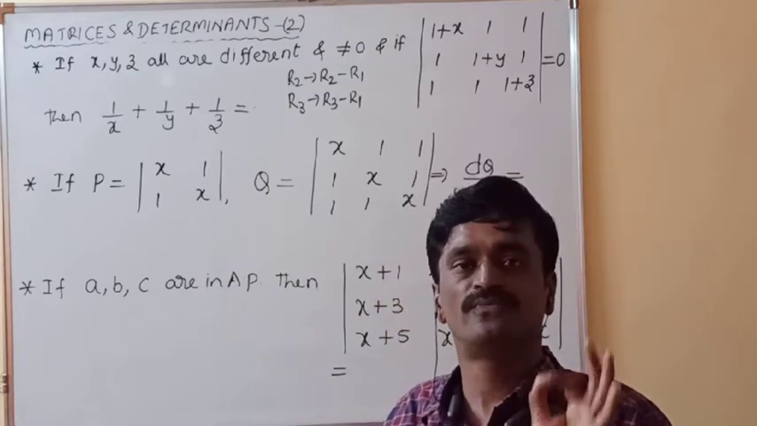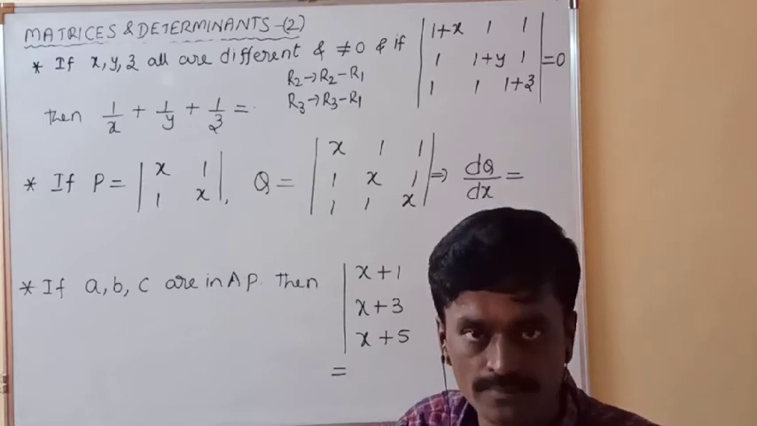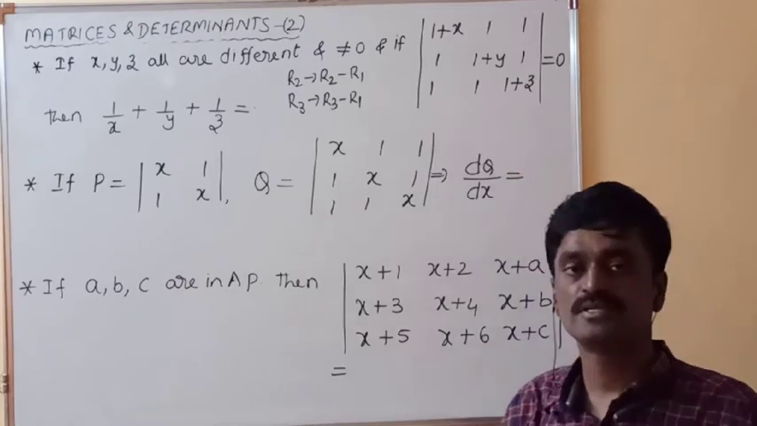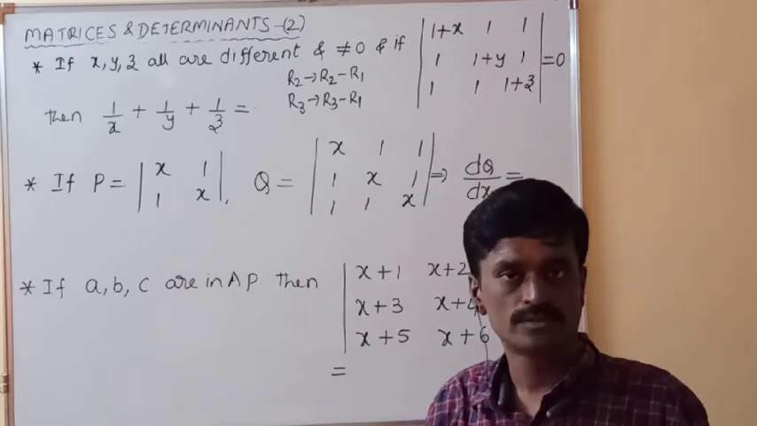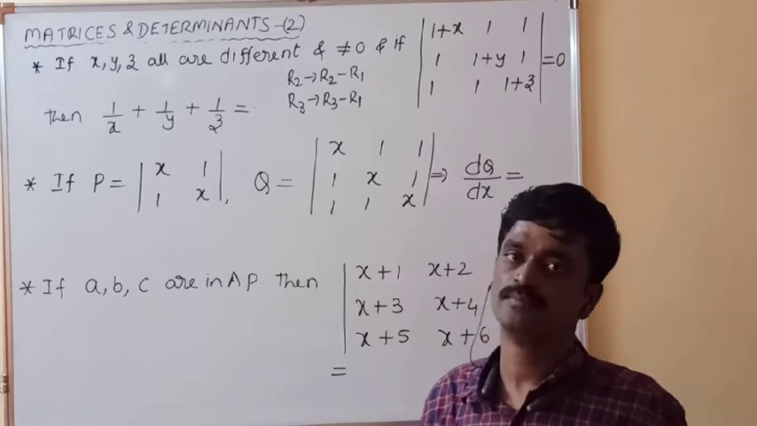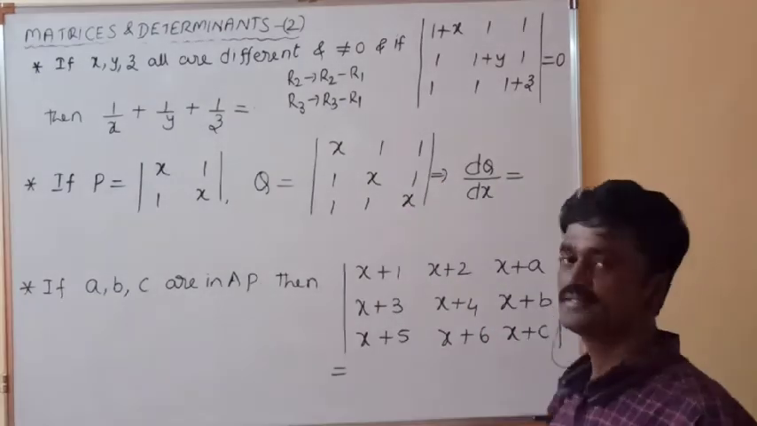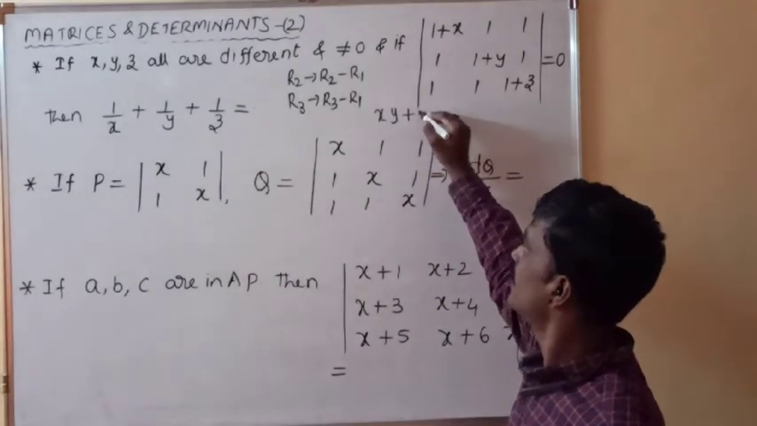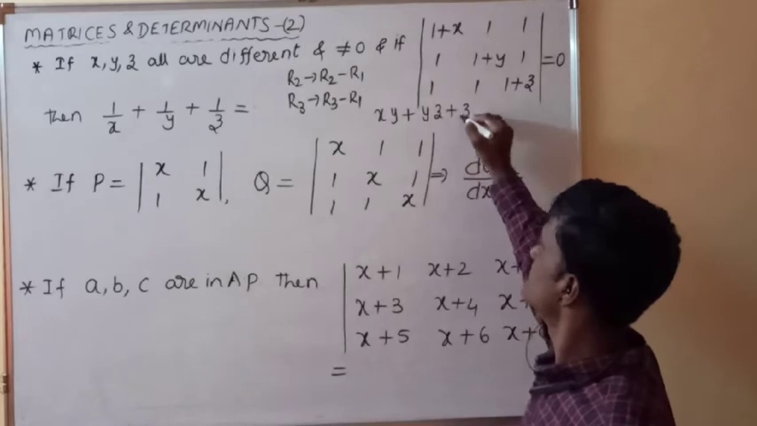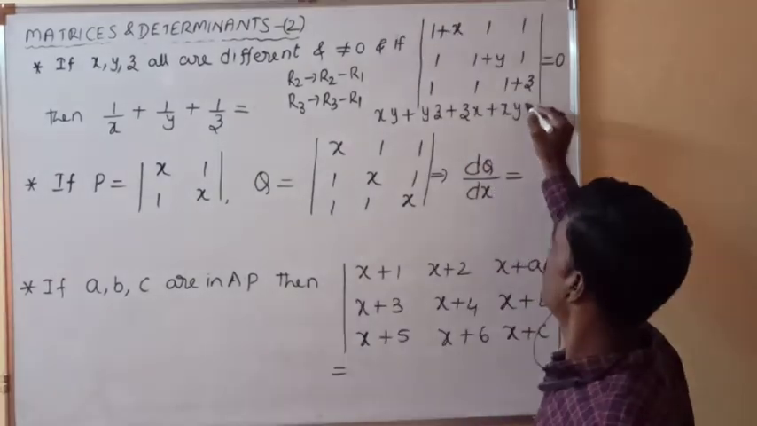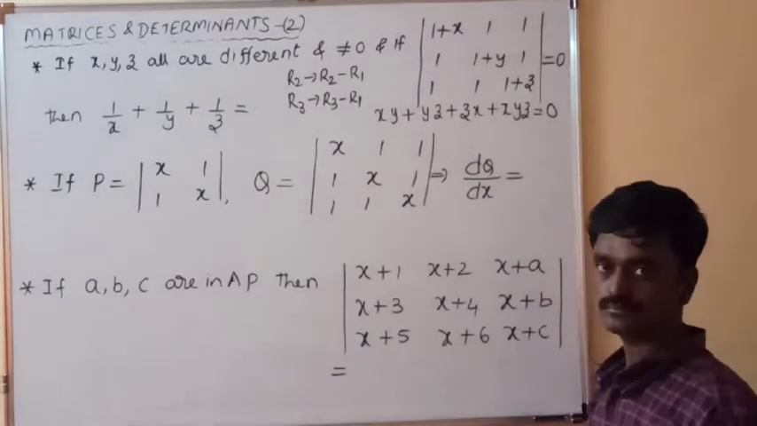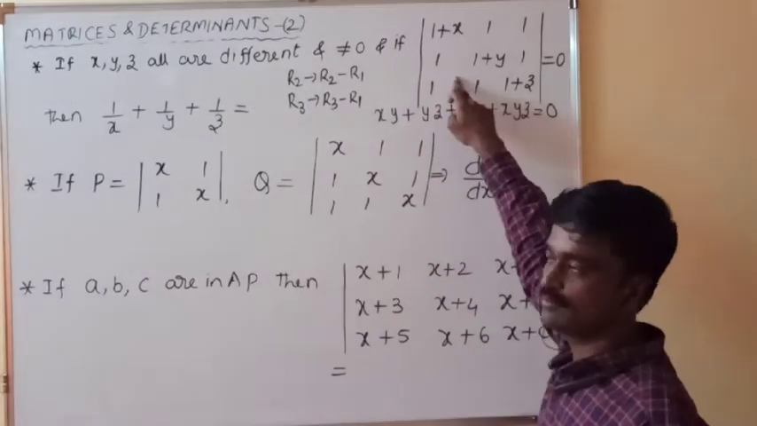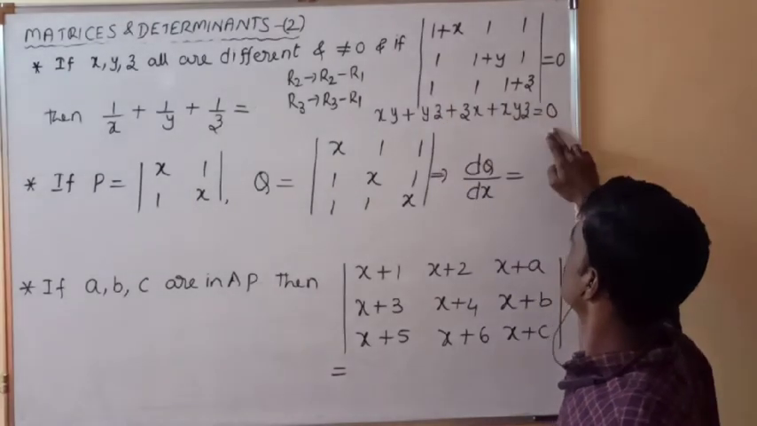So in this problem, don't put x, y, z values. It is difficult to find three numbers x, y, z such that the value of this determinant is equal to 0. It is not so easy. Just do these two operations, then expand. Then you will get xy plus yz plus zx plus xyz is equal to 0.